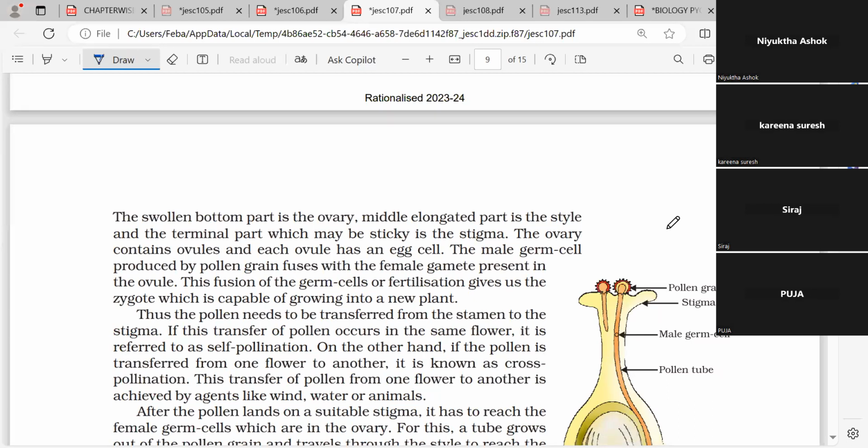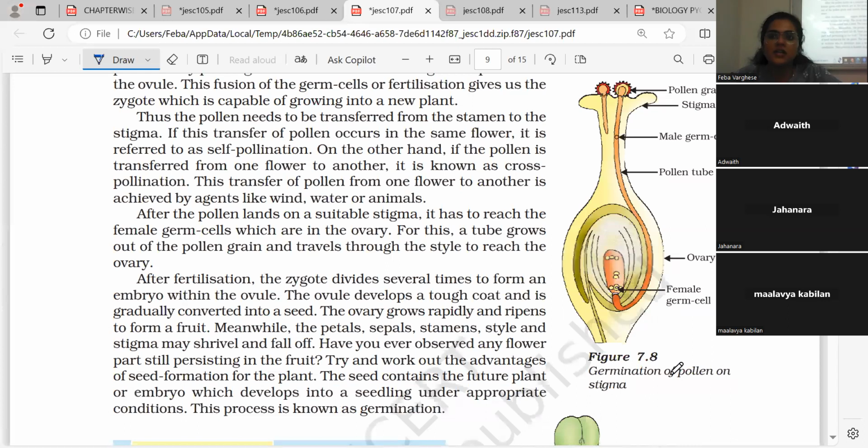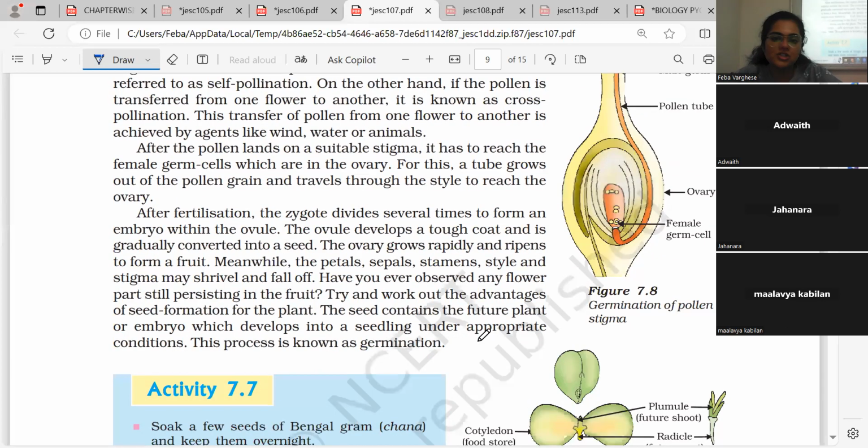Ovary becomes the fruit. Ovule becomes the seed. And what about the zygote? Zygote divides to form embryo. Embryo will germinate to give rise to the future plant, right? Yes, that's its fate. Remaining parts of the flower will shrivel and fall off. Okay, remember that. In appropriate conditions, germination results.